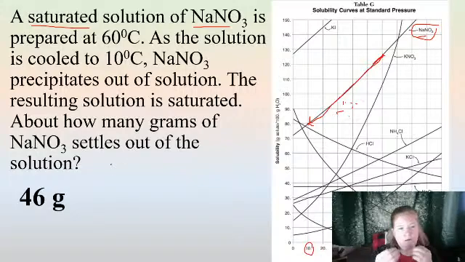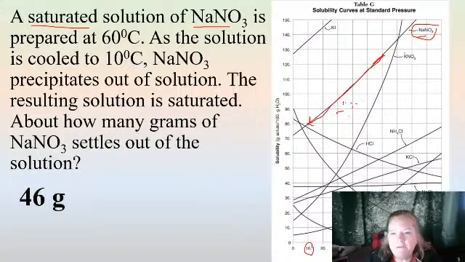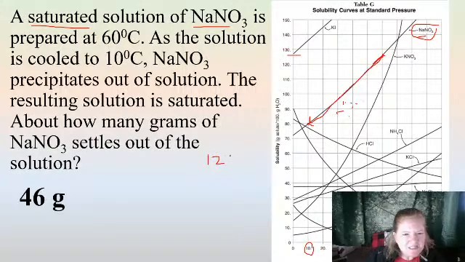So what I need to know is how much could the solution hold at first and how much could it hold at the end. Okay. So at first, if you look and you go across here, it's like 125, 126. I'll use 125. That's what I used the first time, I think, when I was looking at it. So 125, that's what it holds at 60.